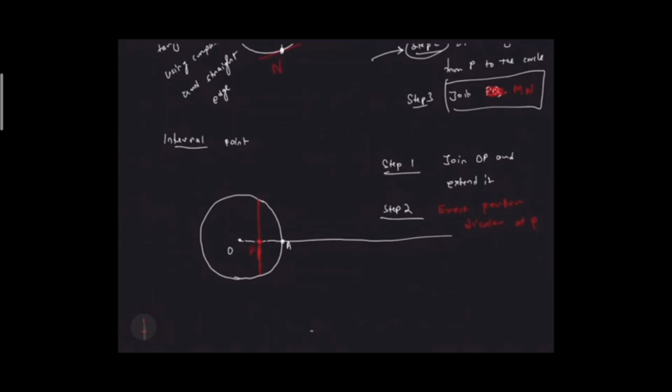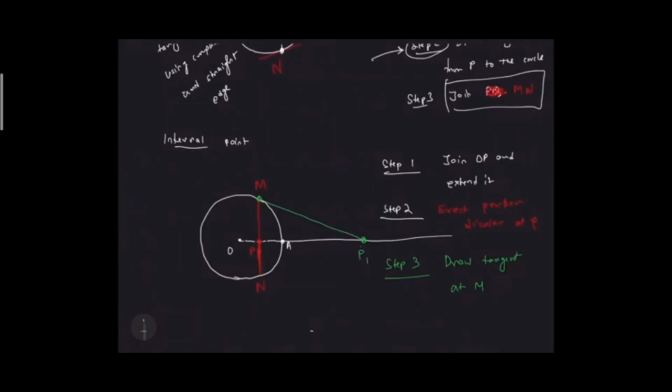And the third step, draw a tangent at M. So draw a tangent to the circle at M, and suppose it meets the extended line at P1. Then P1 is your inverse. So this is something you have to prove. Try both the internal and external point with the geometric construction, and it also works.